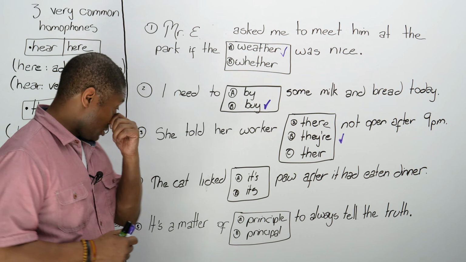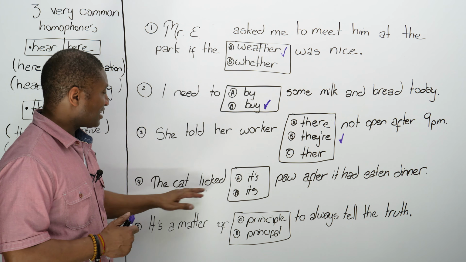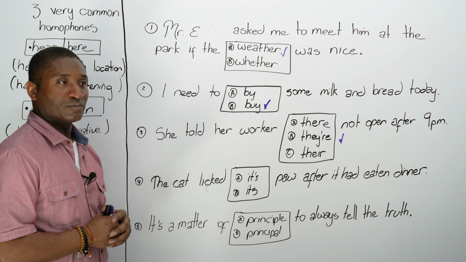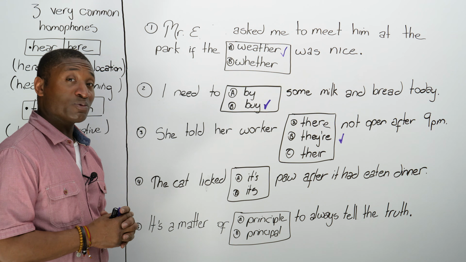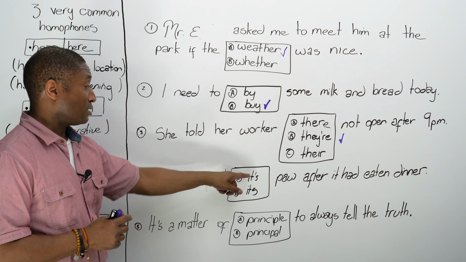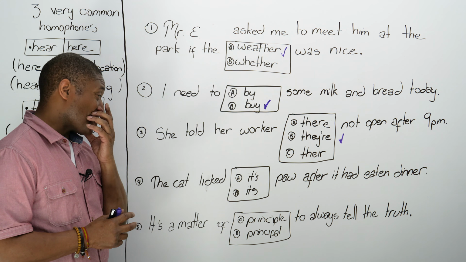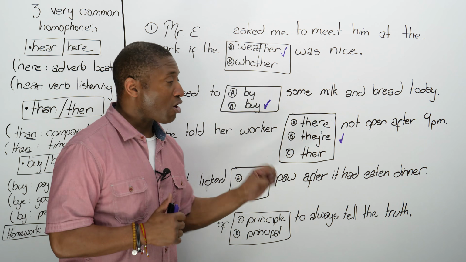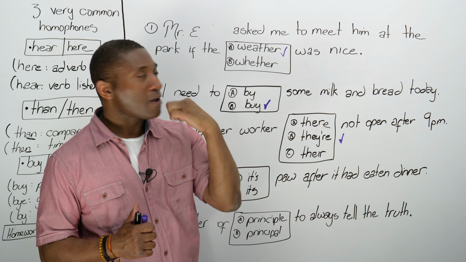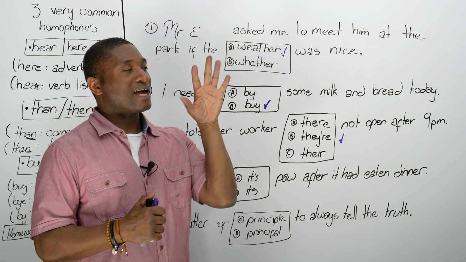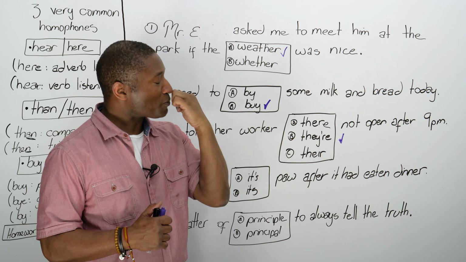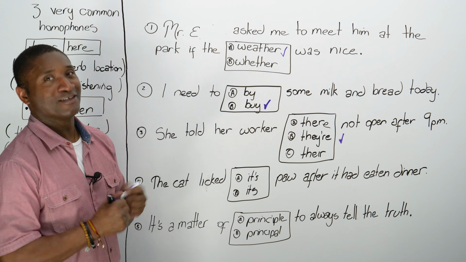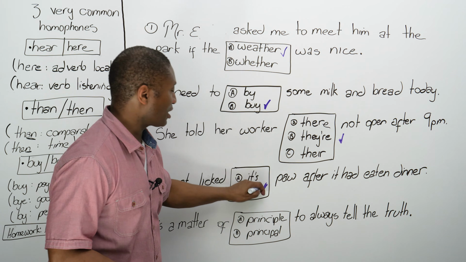We got 2 more to go. Let's see what we can do. The cat licked its paw after it had eaten dinner. Wow, man, this one's tough because they almost look the same except for that little apostrophe up there. What would it be? I'm going to give you a little bit of a hand or a hint. A paw is, right? Because cats have paws. It's like a hand for a cat. Yeah, you remember I said it says in a pronoun, right? Yeah, that's right. It's not a contraction. Licked its paw after dinner.